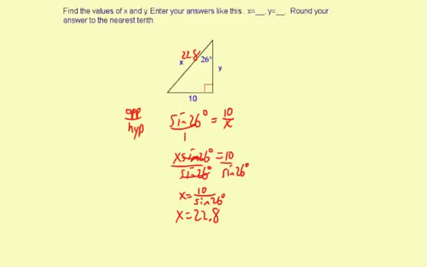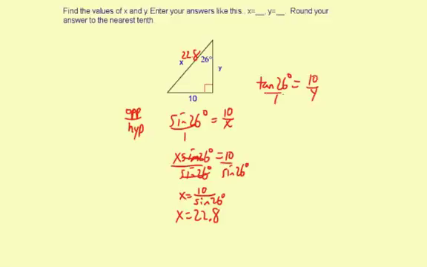Okay, now let's solve for y, which is the adjacent side, or the adjacent leg with the 26 degrees. So we're going to be using the 10, which is the opposite, and the y, which is the adjacent. So we use the tangent ratio. So the tangent of 26 degrees equals opposite divided by the adjacent, which is 10 divided by y.